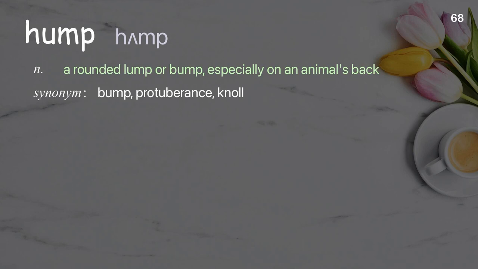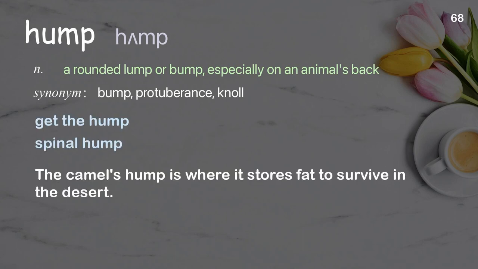Hump. A rounded lump or bump, especially on an animal's back. Examples. Get the hump. Spinal hump. The camel's hump is where it stores fat to survive in the desert.